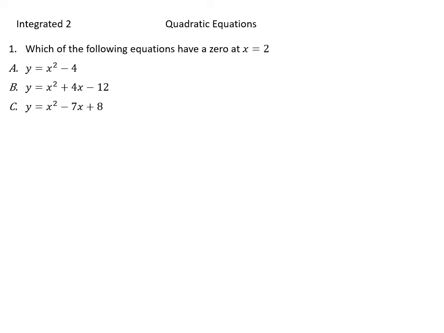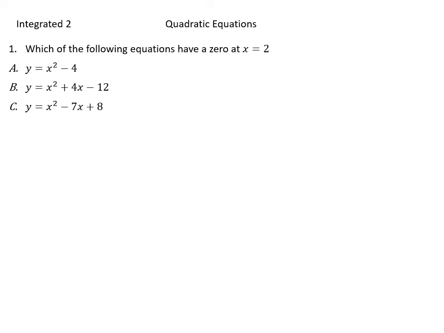Some help for quadratic equations. Which of the following equations have a 0 at x equals 2? For it to have a 0 for that x value, all you have to do is plug in 2 for each of the x's in the equation, perform the order of operations, and simplify. And if you get 0, then x equals 2 is a zero of the function.